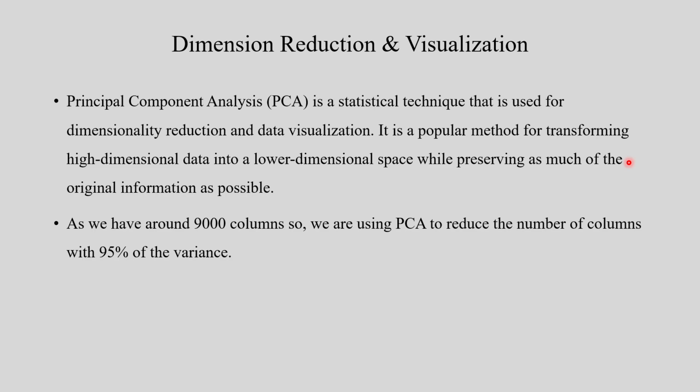Coming to dimension detection and visualization, here we perform principal component analysis to reduce the dimension of the matrix. This means transforming high dimensional data to low dimensional data without loss of information. Now we have around 9,000 columns, so we use PCA to reduce the number of columns while retaining 95% of variance.